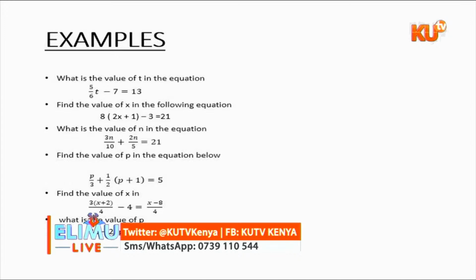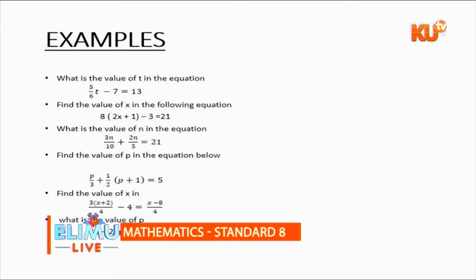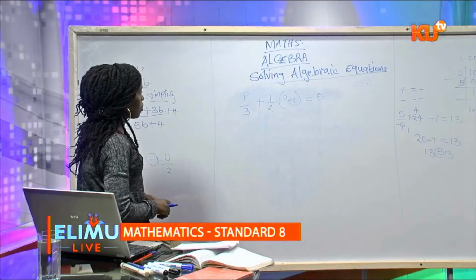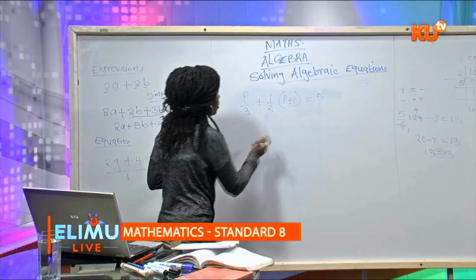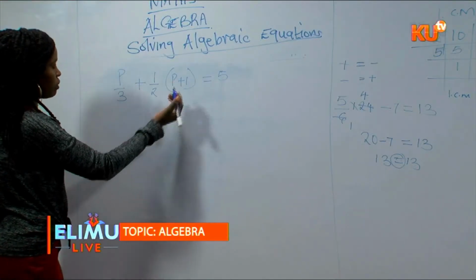Example number 4, we are told find the value of P in the equation. The equation is P over 3 plus a half bracket P plus 1 is equal to 5. We are told to get the value of P in that equation. To get the value of P, remember here we have a bracket in between, so we have to open up first so that we can be able to solve.